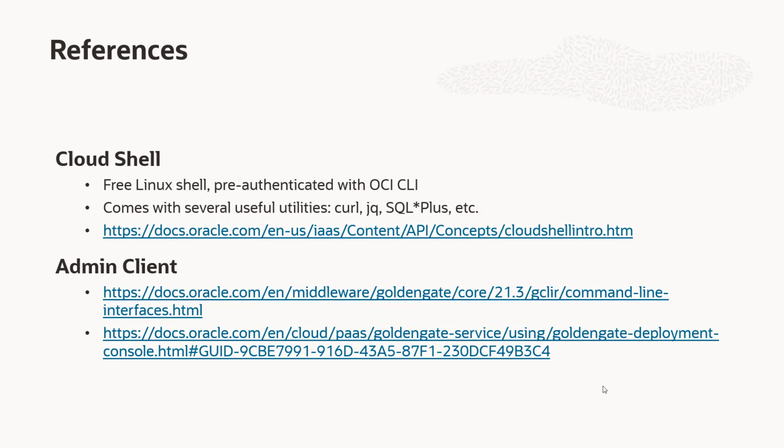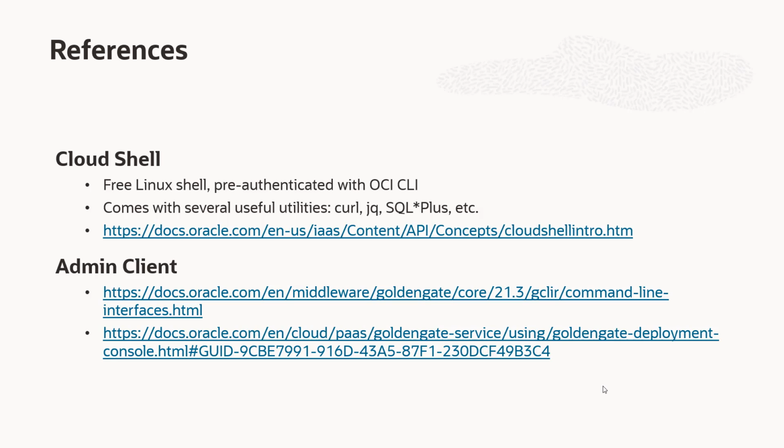So these are a couple of links that I thought would be useful to highlight today. We're going to use Cloud Shell. Cloud Shell is part of the OCI Console, and gives you right away access to a Linux instance, which comes pre-configured with the OCI SDK, the OCI CLI, and also several utilities, including the GoldenGate utilities like admin client, but also curl for your REST calls or SQL Plus to connect to your Oracle databases.